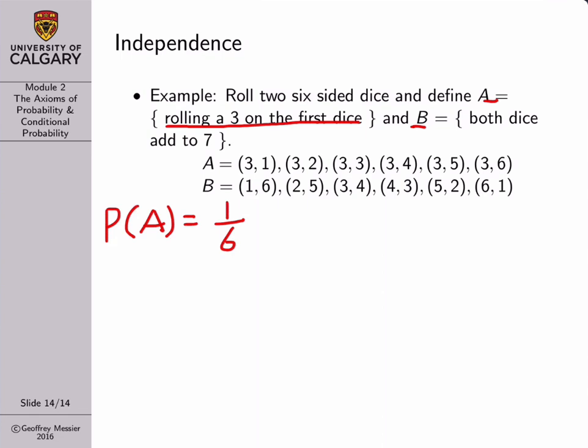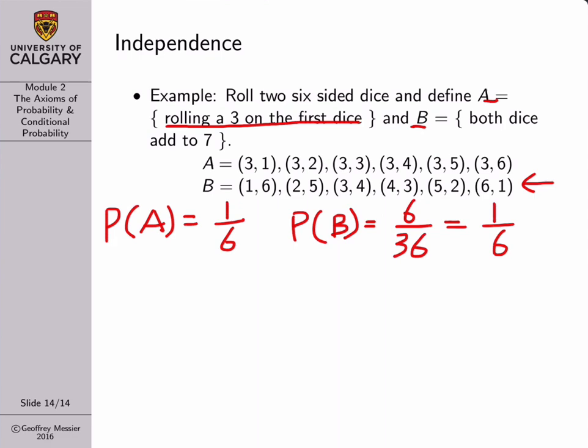The probability of B ends up being 6 over 36. So there are 36 possible outcomes, 36 pairs of numbers from the two six-sided dice. And as I've drawn here, there are 6 of those outcomes that correspond to adding to 7. And so the probability of B also happens to turn out to be 1 over 6.